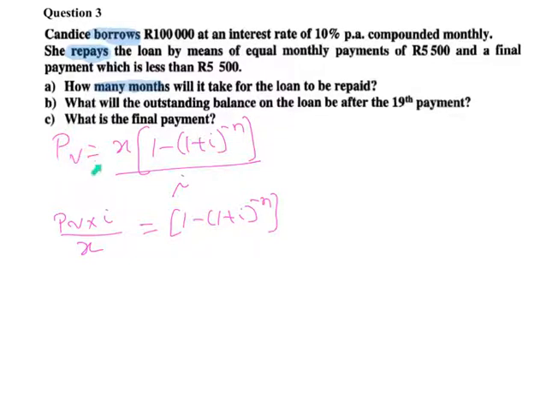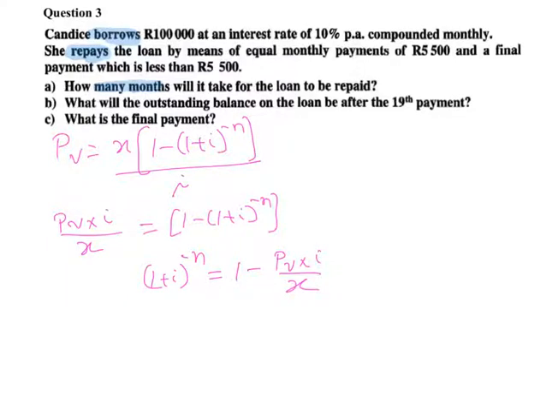Cross multiplication is PV times i divided by x. I do it in one step. So it is 1 minus, right? I transpose this to this side and 1 plus i comes to the other side. So 1 plus i to the power of negative n is equal to 1 minus PV times i by x. I hope you are understanding what I am trying to do here.